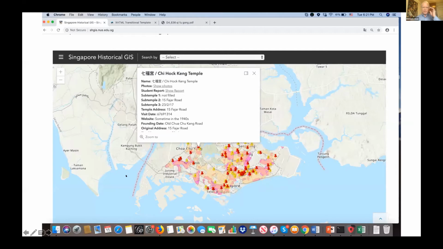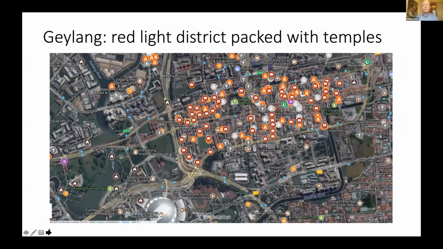In our GIS for Singapore, we have added all sorts of reports for about 250 of the sites. Our students went out in groups and did reports. They have photo albums, as well as a kind of general report on the history of each of these temples or associations. Now, this map allows us to explore certain strange phenomena in the distributions.